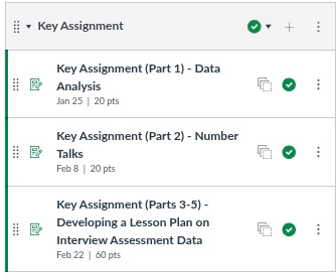And then part 3, which covers parts 3 through 5. For this portion of the assignment, you want to build on your data analysis, part 1, and your number talks plan, part 2, and you're going to develop a detailed lesson plan for a single day of instruction incorporating all the data insights. This will include clearly written learning objectives aligned with specific standards.